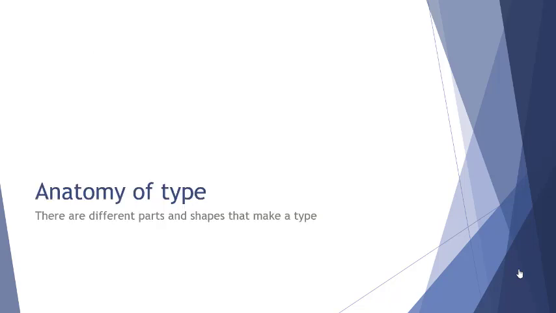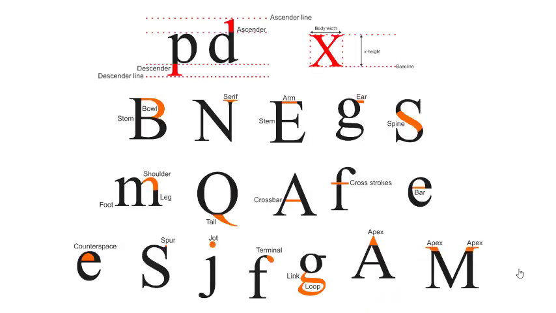Now let's move on to the anatomy of type. There are different parts and shapes that make up a type. Now let's try to view them.